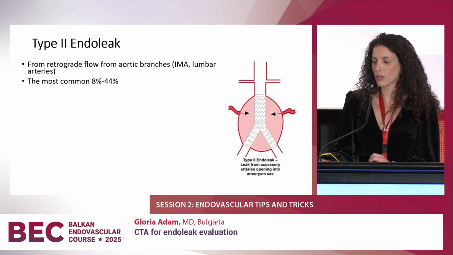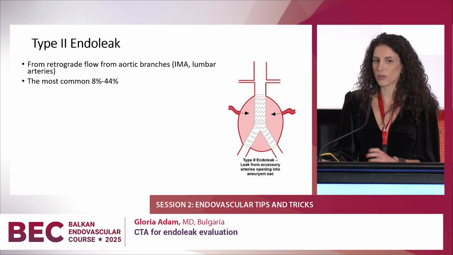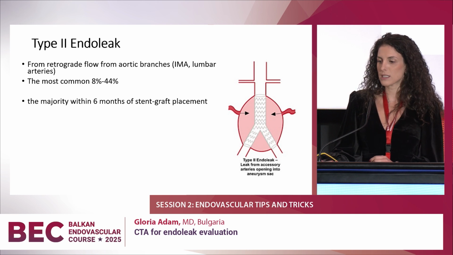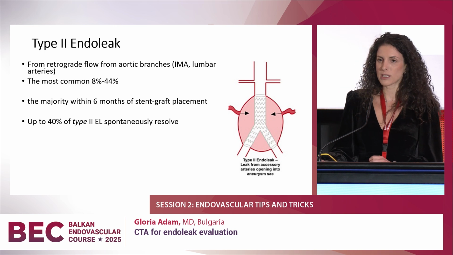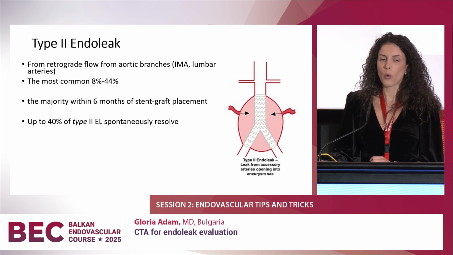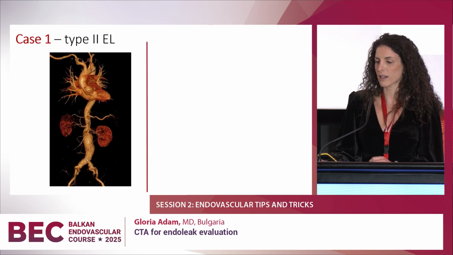Type 2 endoleak happens when there is retrograde flow from aortic branches which are connected to the aneurysm sac. Usually it is the arteria mesenterica inferior or the lumbar arteries, and we see the leak usually in the periphery of the aneurysm sac. This is the most common endoleak. The majority happens within 6 months of stent graft placement. Up to 40% can resolve. So usually in this type of endoleak, we can use the wait and see approach and intervene if there is persistent leak more than 6 months or there is growth of the aneurysm sac.